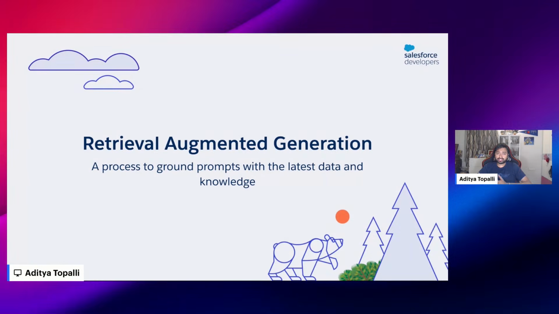So the very first question is, what is RAG? RAG stands for Retrieval-Augmented Generation, and it's actually a process to ground your prompts in the latest data and information. That's what I've put on the slide. But why is RAG important? Whenever you think about AI, at the heart of it is going to be an LLM, a large language model. And these large language models are typically trained on a large data set. This training is an expensive process, and it can take a lot of time to train all of this data.